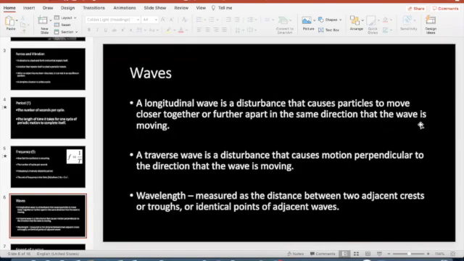All right, so there are different types of waves. You have longitudinal waves, and then you have transverse waves. A longitudinal wave is when a disturbance causes the particles to move closer together or further apart in the same direction that the wave is moving in. Everything is moving in the same direction. Transverse is the opposite. The disturbance that causes the motion is perpendicular to the direction of the wave. And then the wavelength is the measured distance between two crests or two troughs.